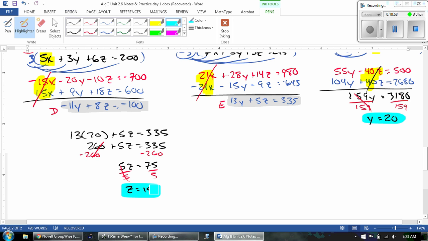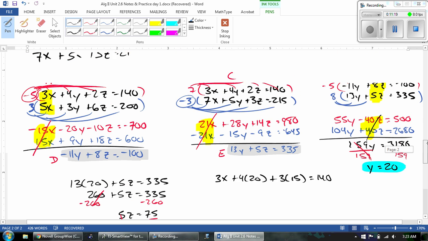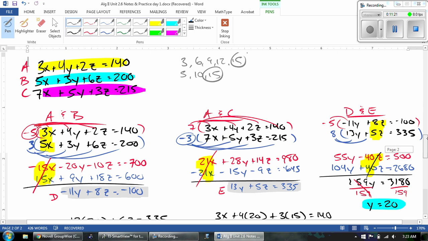And are we done? No, not yet. I don't know what x is. I know what y is. I know what z is. And now to find x, we're going to plug it in, and I'm just picking the first one, the 3x plus 4 times y plus 3z equals 140. Okay, if you look, that was our a up there. You can see it.